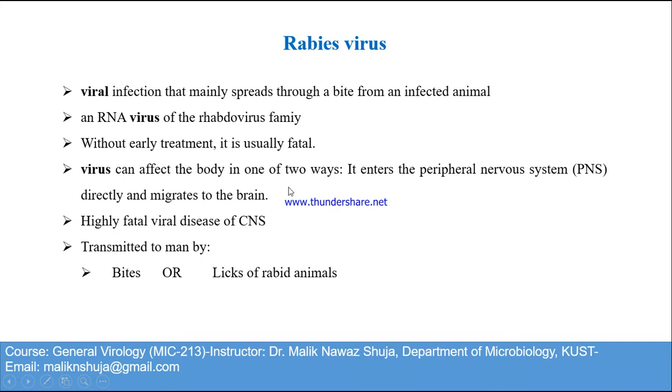The virus can affect the body in one or two ways. Basically, this virus enters the peripheral nervous system and directly migrates to the brain. Once it goes to the brain, it controls the central nervous system and replicates there, and then it controls the kidneys, eyes, and other glands of the human system. So it basically controls the nervous system of human beings. And the virus is usually transmitted by the bite or lick of rabid dogs.